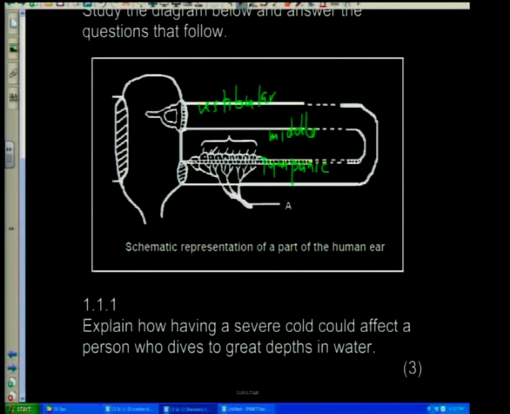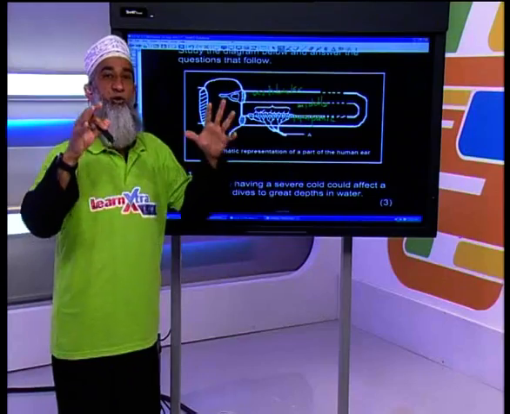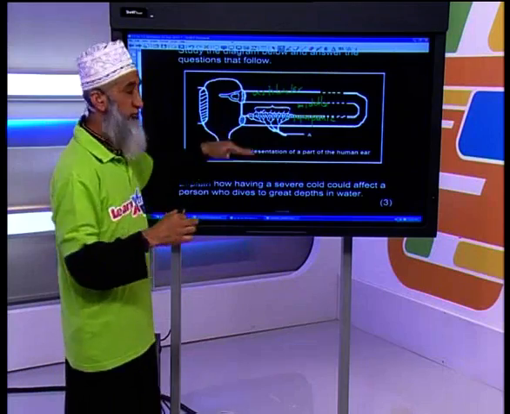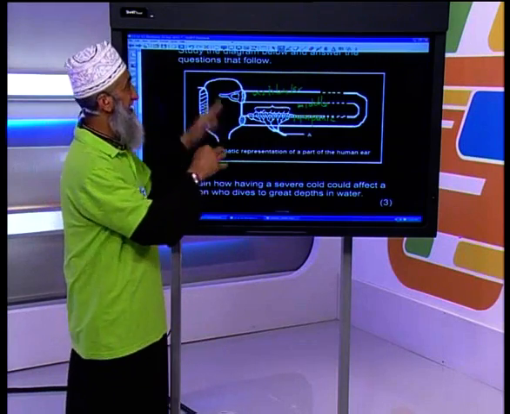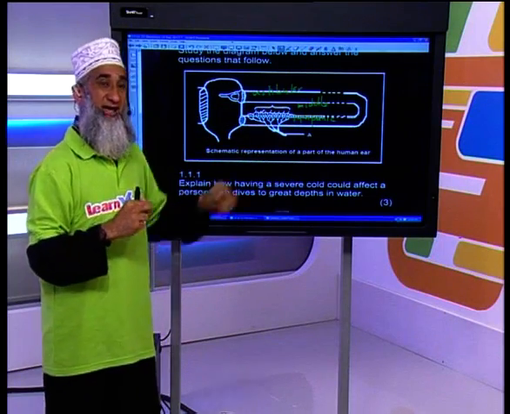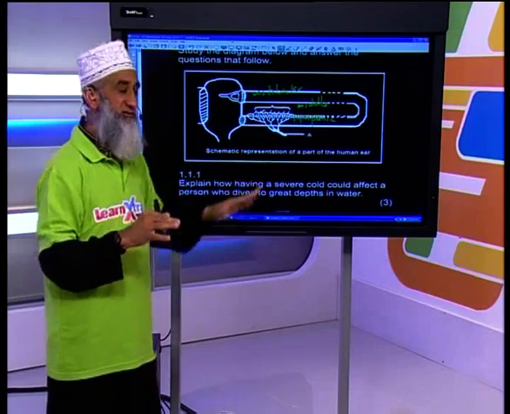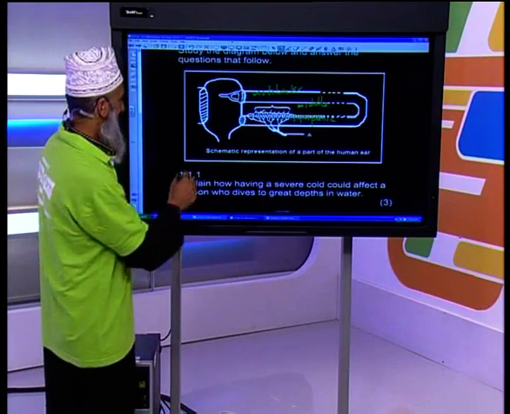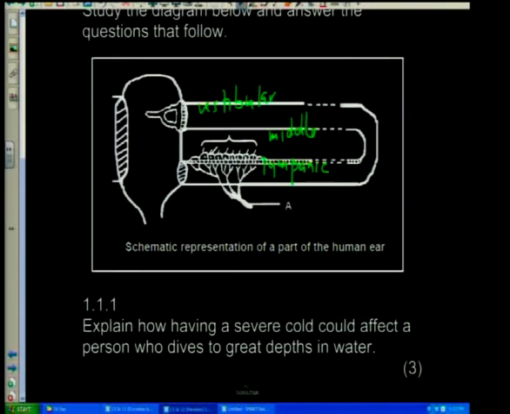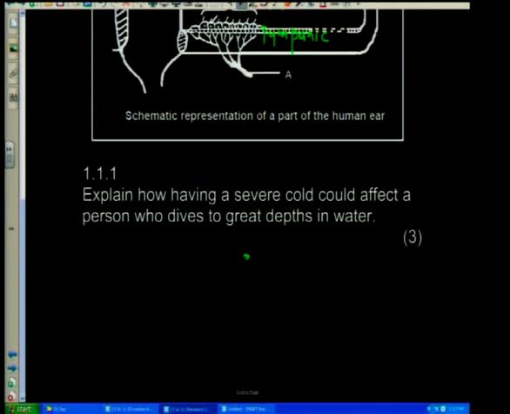So the first thing in a diagram like this, map yourself. Use your GPS in your brains to find out where you are. First of all, we're dealing with the ear. They tell you that immediately. Look at all the clues and label these things quickly in pencil on your question paper. The first question says, explain how a severe cold could affect a person who dives to great depths in the water.